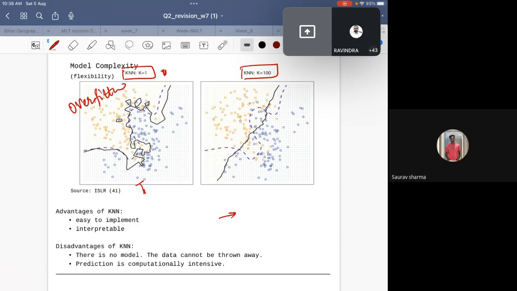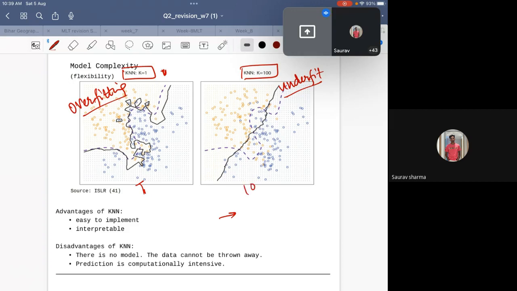Sir, small value will underfit or overfit? It will overfit, right? See, for each and every data point it is fitting. And this will underfit, right? This is underfitting. Why? Because in the starting itself, whatever the proportion of classes was, whatever X test data point you are giving, it will classify by it.